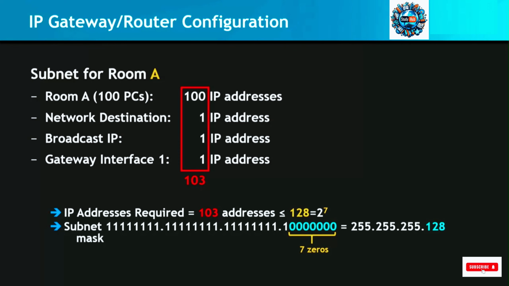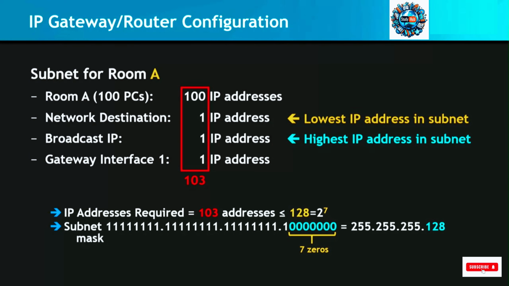255.255.255.128. Now, for these IP addresses, the lowest IP address will be assigned to the network destination. The highest IP address in this subnet will be assigned for the broadcast IP. The second highest IP address in the subnet will be assigned to the gateway interface number 1.